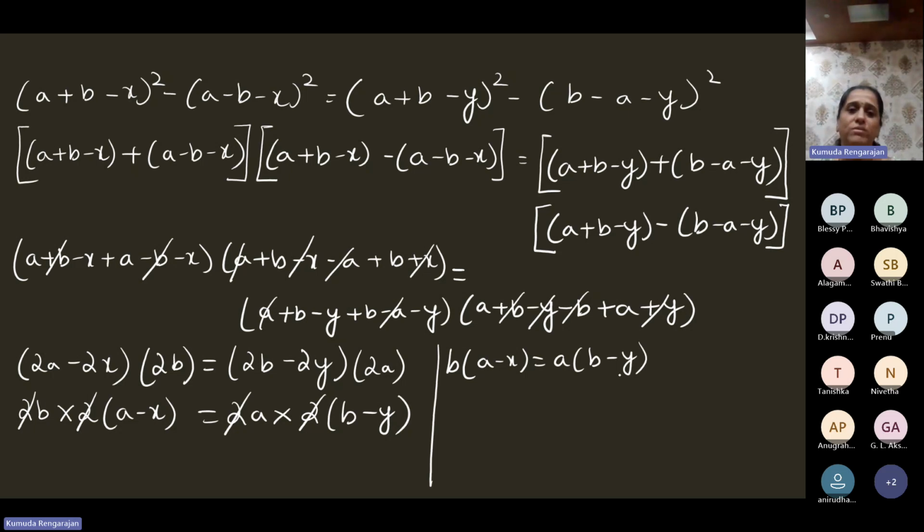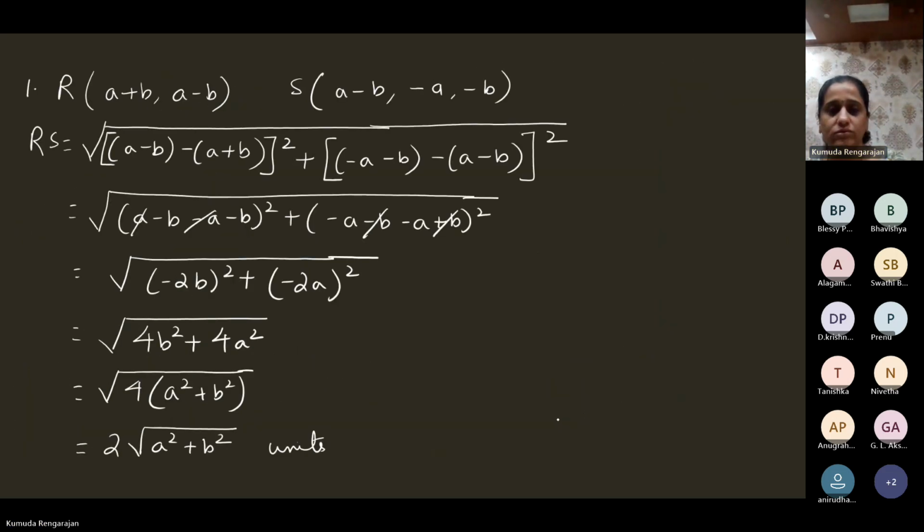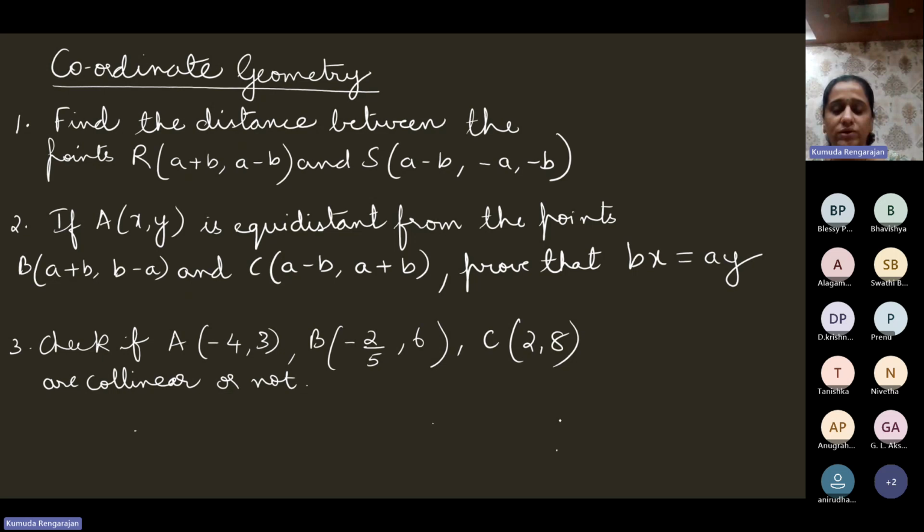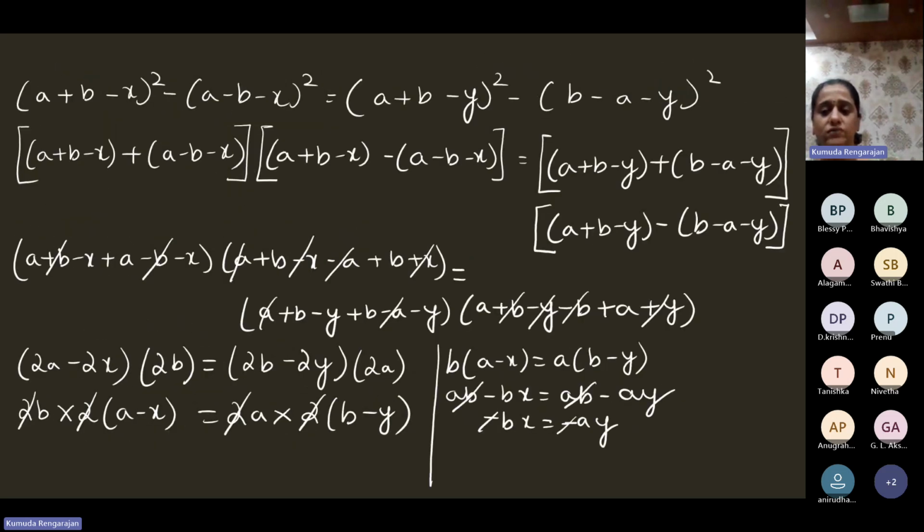So now we have to open the bracket. So we have ab minus bx is equal to ab minus ay. And now you can see ab on either side gets cancelled. And now we have minus bx is equal to minus ay. Minus gets cancelled on both the sides. I think this is what we had to prove. Correct? Prove that bx is equal to ay. Yeah. So we proved that bx is equal to ay. Hence proved.